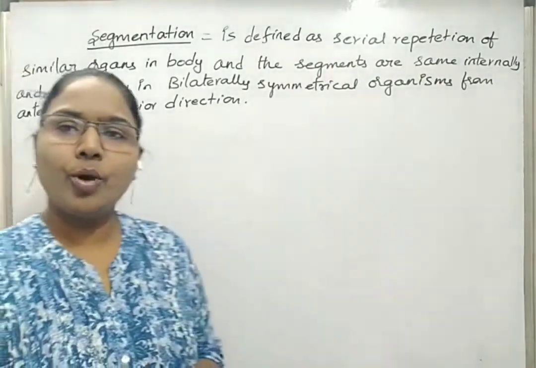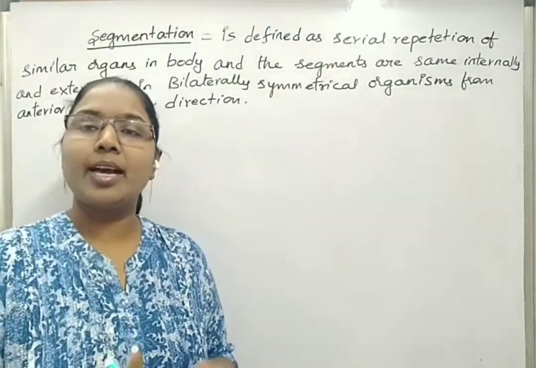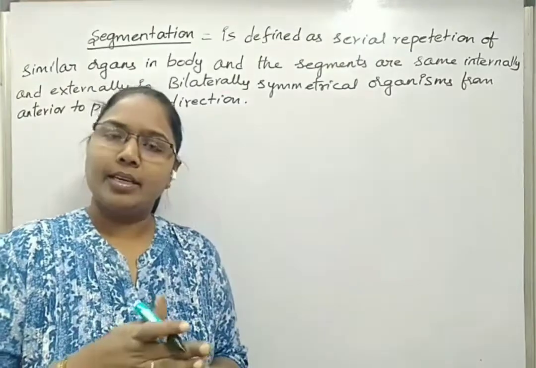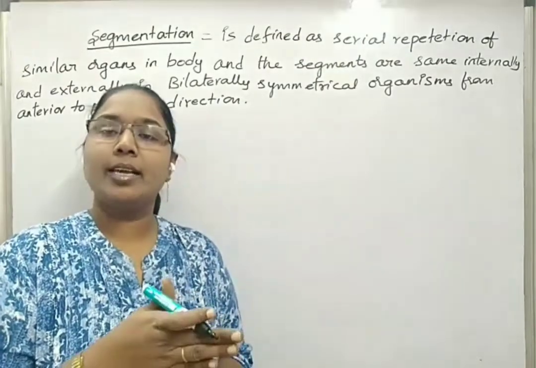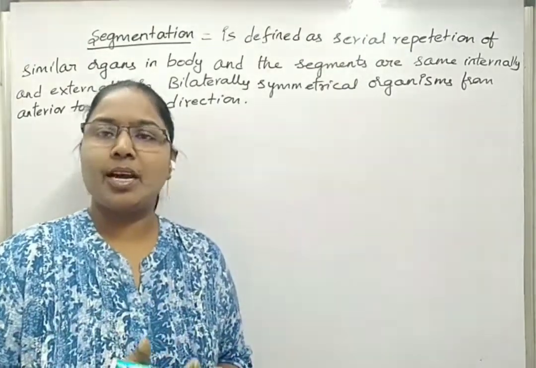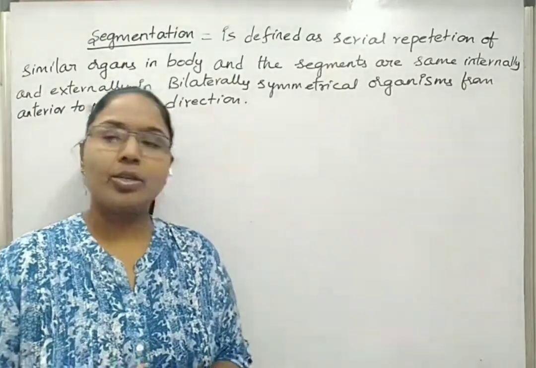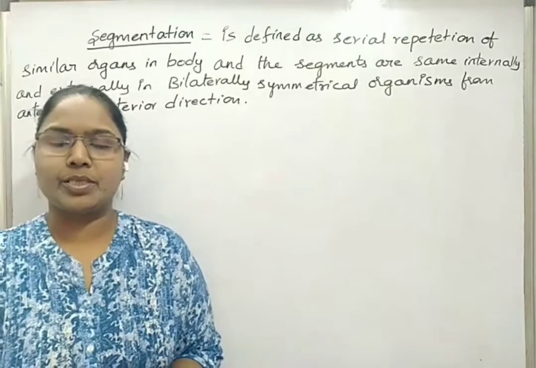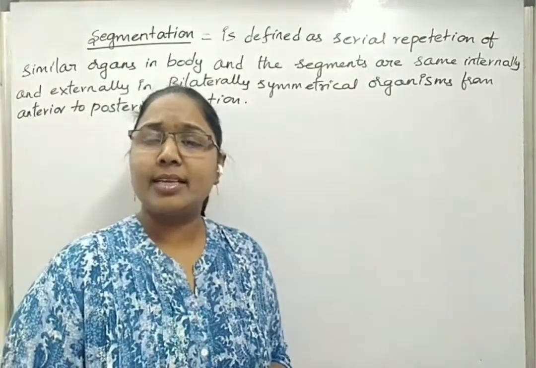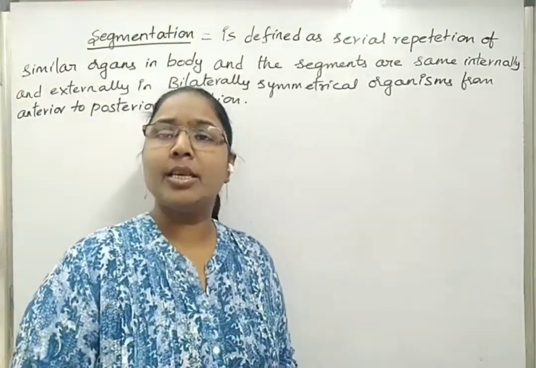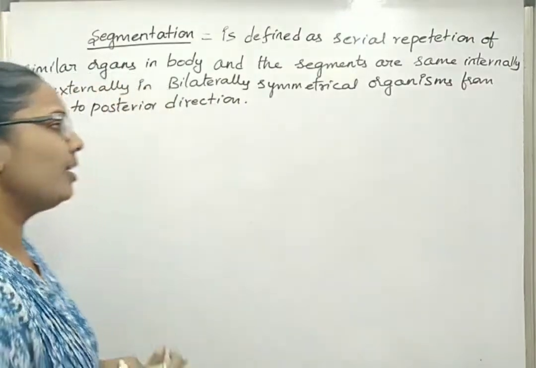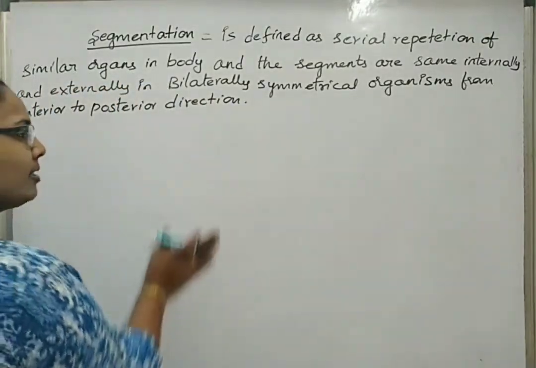So based on what type of structures are arranged in the segments, the types of organisms are differentiated as pseudo-segmented organisms or pseudo-metameric organisms. This segmentation is given another term, metamerism, which we will understand by the end of this subtopic.